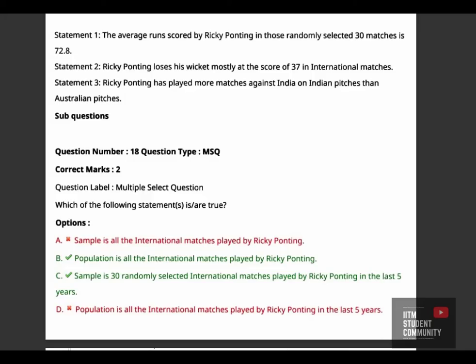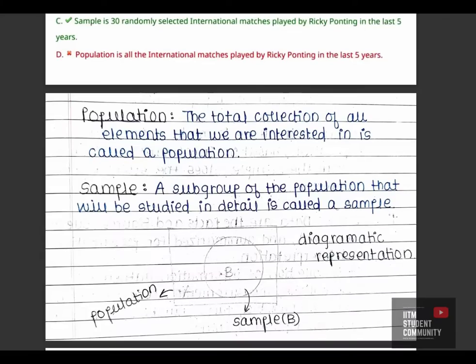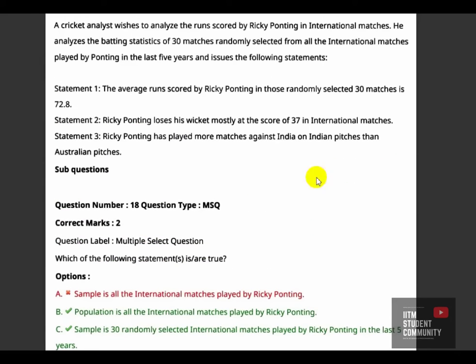Now, while looking at the options, we can see we have been asked about the sample and population. So first we'll look into what is a sample and what is a population. Population, the total collection of all elements that we are interested in, is called the population, while a sample is a subgroup of population that we will be studying in detail. Now, as we see here, the population is all the international matches played by Ponting, out of which 30 matches are randomly selected. So, international matches is a population, while a subgroup of it, that is 30 matches, is randomly selected.